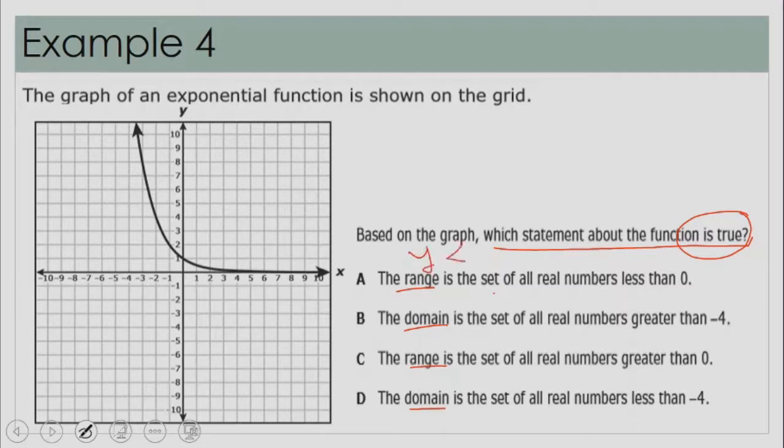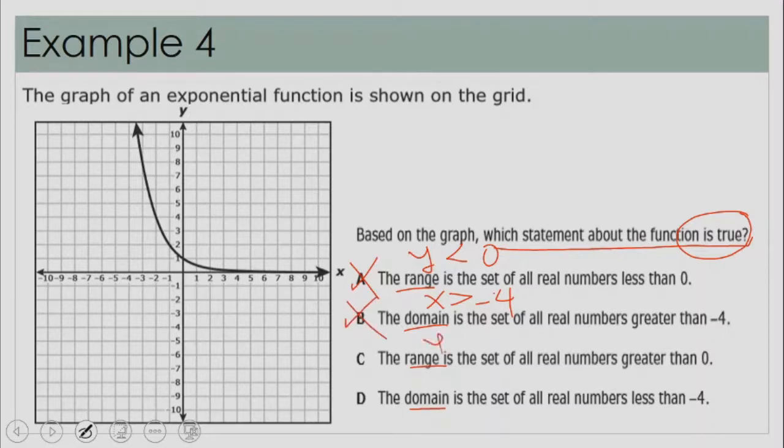Range less than 0. Is that true? If it is less than 0, that is not true, because less than 0 will mean something like this. For option B, the domain, which is X, is the set of all real numbers greater than -4. That is also not true, because the domain is actually all real numbers.